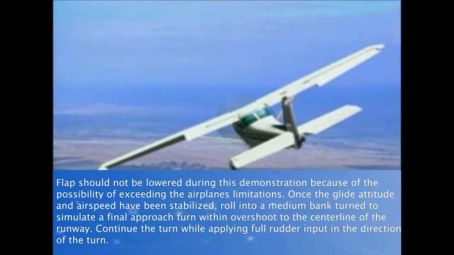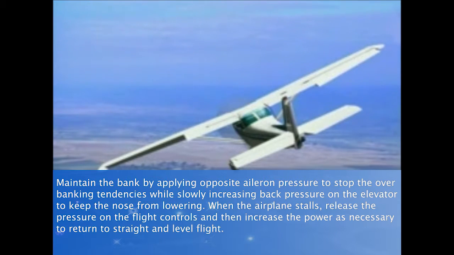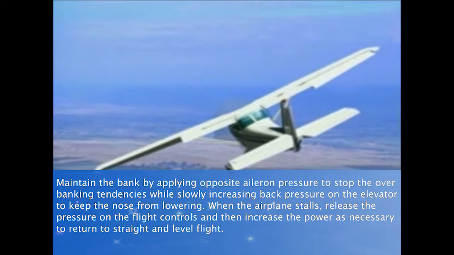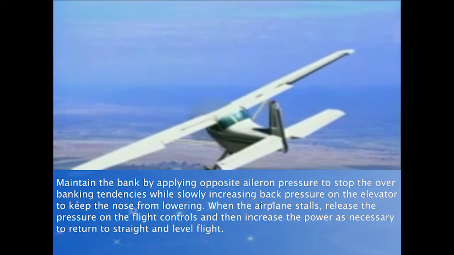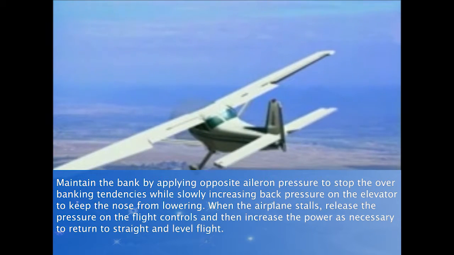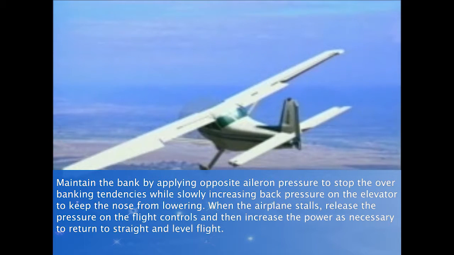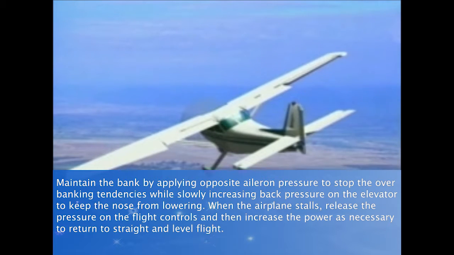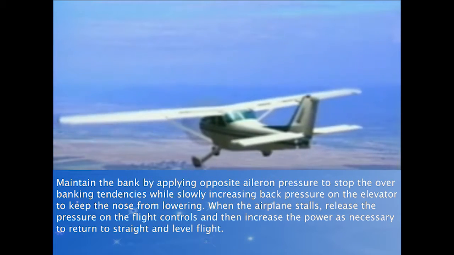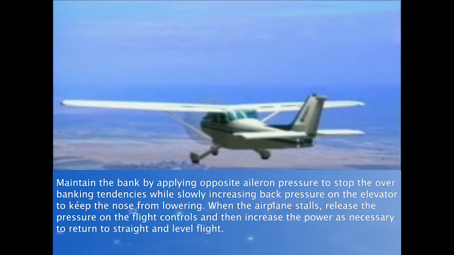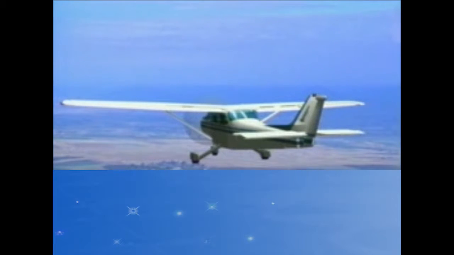Continue the turn while applying full rudder input in the direction of the turn. Maintain the bank by applying opposite aileron pressure to stop the overbanking tendencies, while slowly increasing back pressure on the elevator to keep the nose from lowering. When the airplane stalls, release the pressure on the flight controls and then increase the power as necessary to return to straight and level flight.